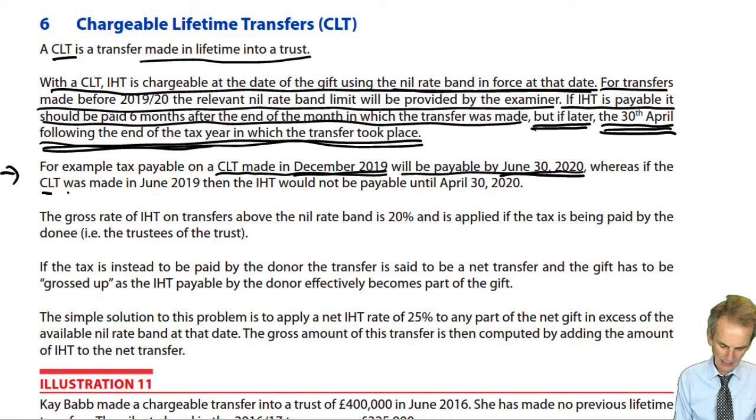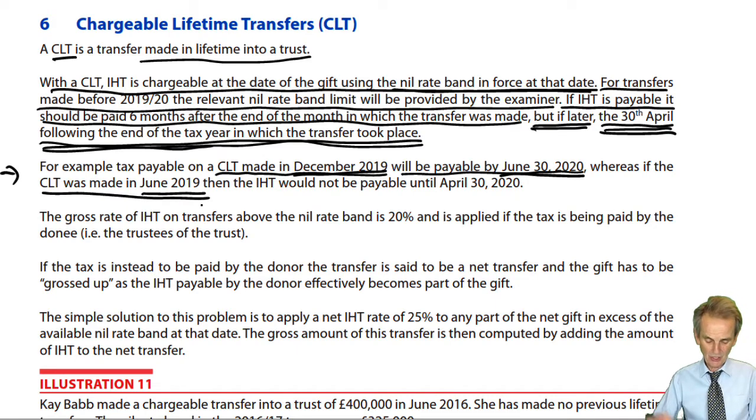Whereas, if the CLT had been made in June 2019, then 6 months after the end of that month in which the transfer was made, 6 months after the end of June, would have been the end of December, the 31st of December 2019. But if later, we use the 30th of April following the end of the tax year. That is April the 30th, 2020. That is later than the 31st of December 2019. So IHT would not be payable until that date.